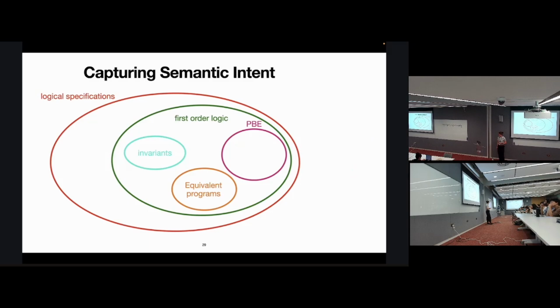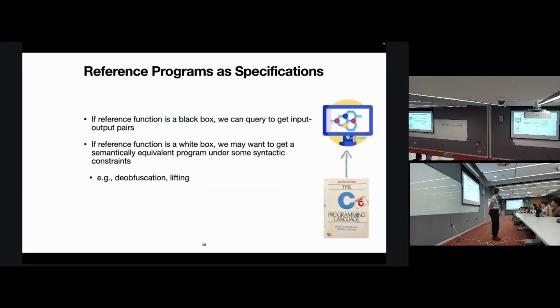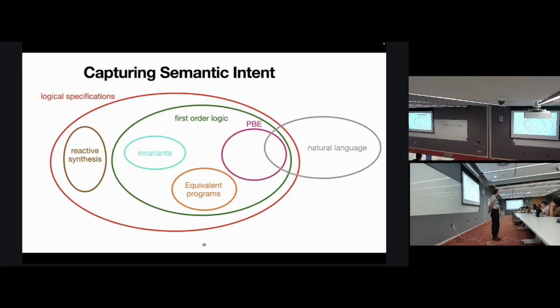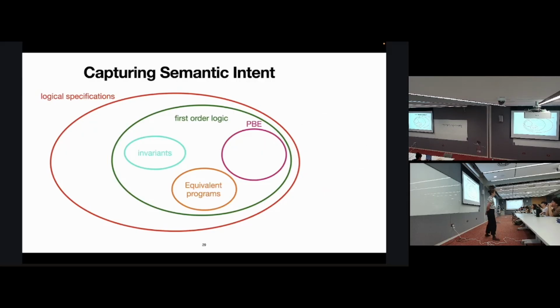What appeared on this? Just a big circle that said these are all logical specs. Yes? So why is it that you consider equivalent programs to be a subset of first-order logic, let's say, in your Venn diagram? I consider these to be a subset of logical specifications because my actual spec is: does there exist a program P such that for all possible inputs it behaves exactly the same as my reference function, like my semantic spec, to be clear, my spec about what the program should do.